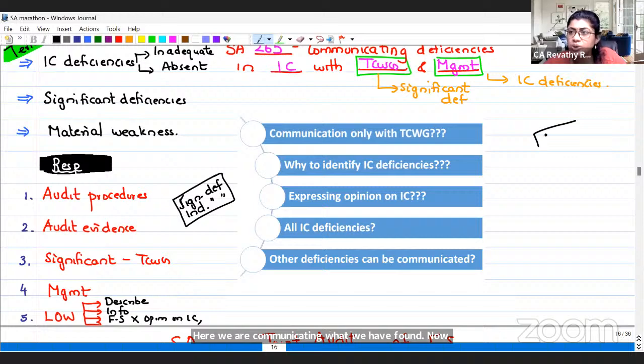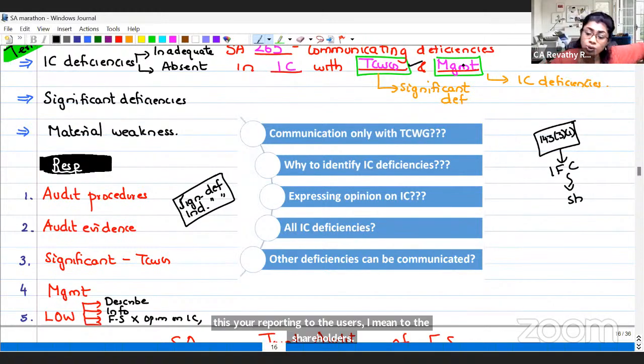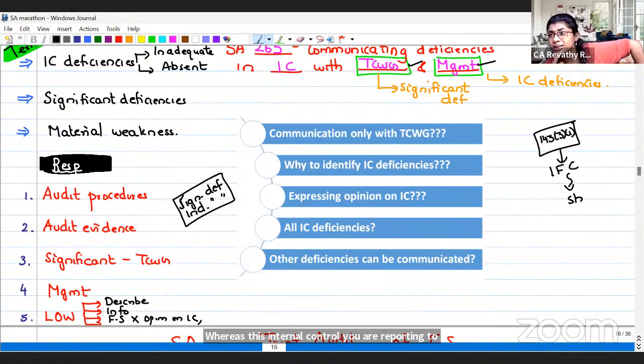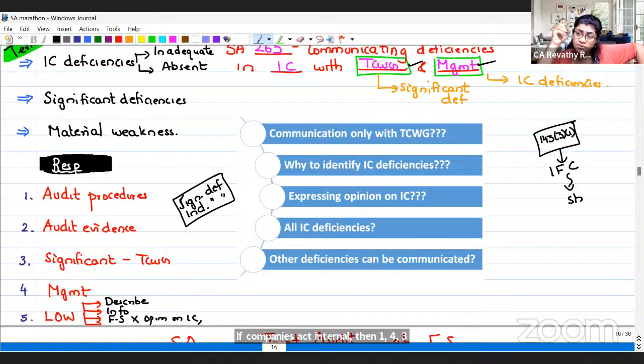Anything else came to your mind when you heard about this essay? Section 143(3) clause (i). We have 143 also to study in auditing. IFC, Internal Financial Control Reporting. Auditor should state in the auditor's report whether internal controls affecting financial statements are in place and operating effectively. This you are reporting to the users, I mean to the shareholders, whereas this internal control you are reporting to management and TCWG. Is my link to company audit clear? If Companies Act internal control, then 143(3). If it is SA, it is this.